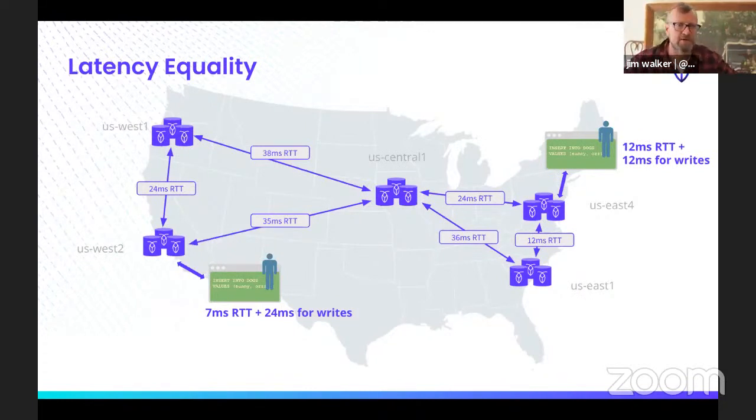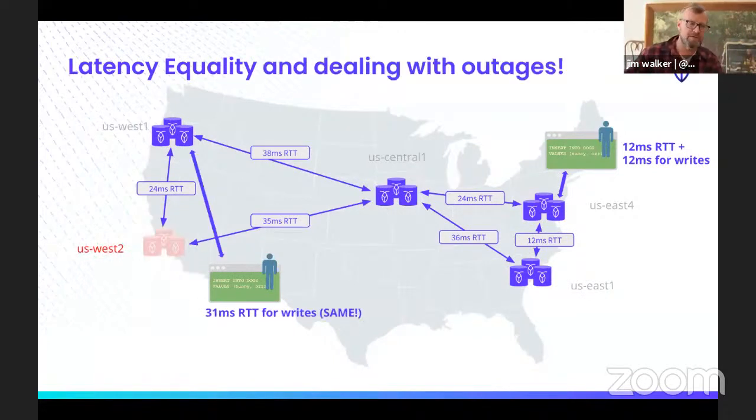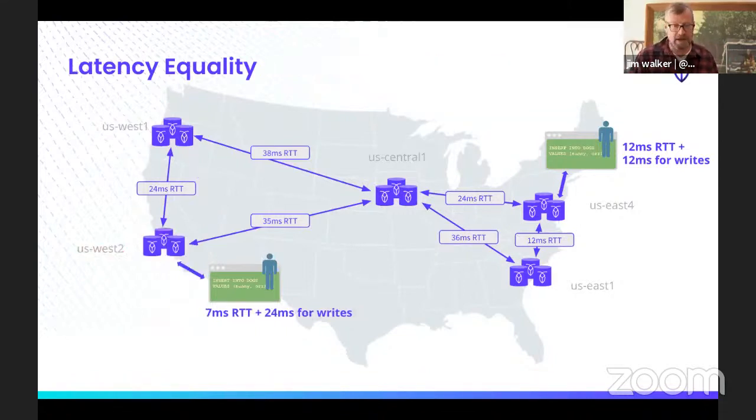But this is really cool too, because what if an entire data center goes down? Say US West goes down. Okay, great. I have replicas in other places. And now I have this 7 milliseconds plus 24 milliseconds, because I was actually going up to US West and back.